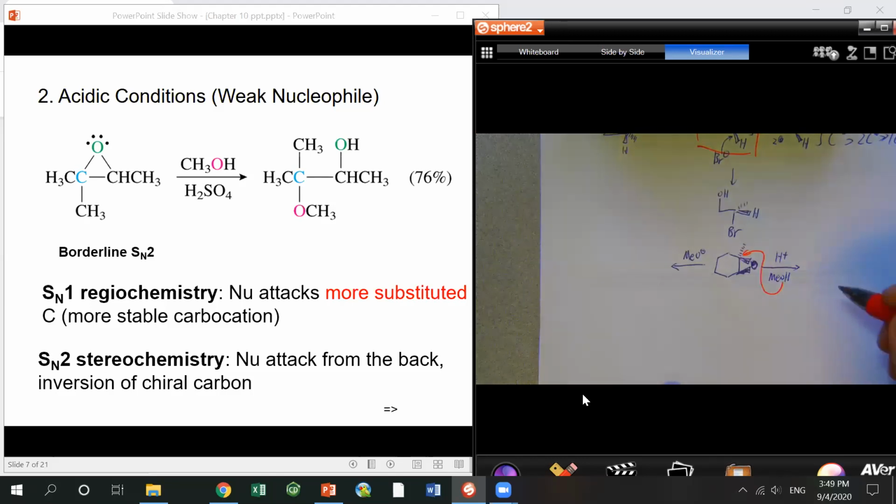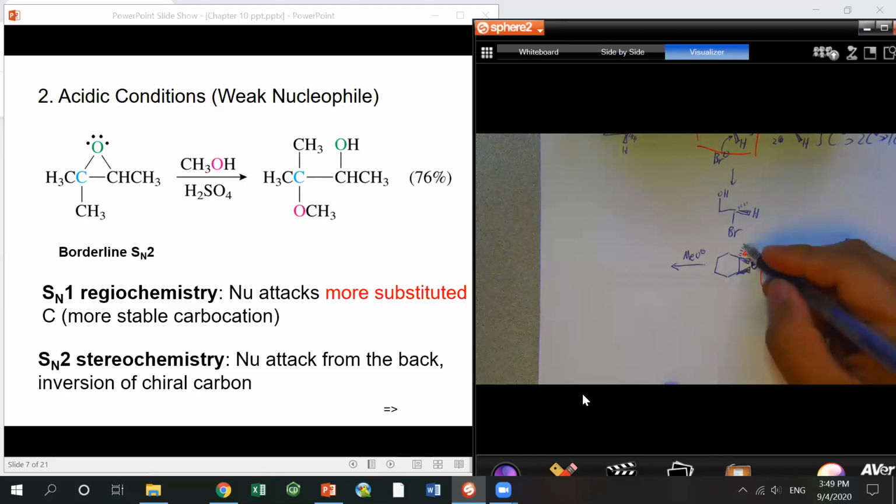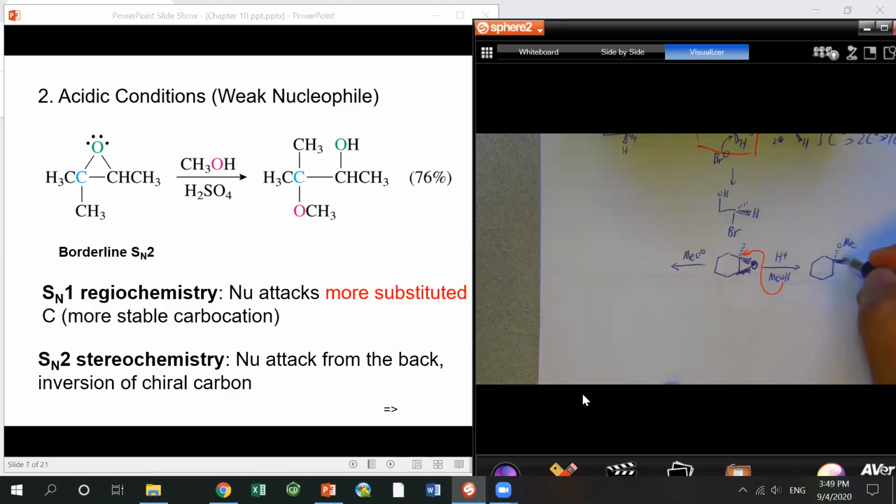Also keep in mind the back attack, so you invert the stereochemistry. Once the reaction is done, OMe is a dash bond and the methyl is a wedge bond, and the ring opens this way, and the OH is still a wedge bond.